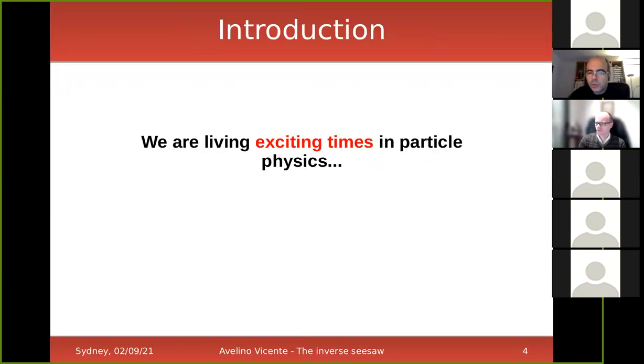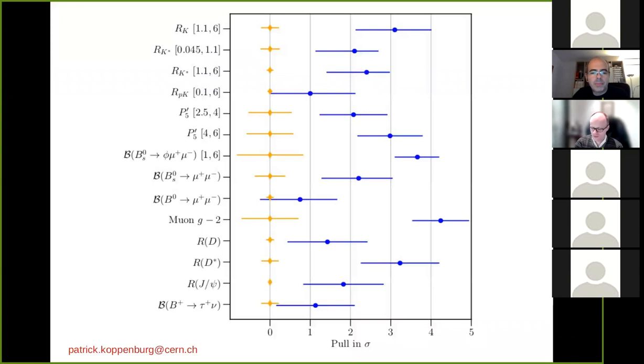So, well, I think I don't need to convince you that we are living exciting times in particle physics. And I borrowed this graph from Patrick Koppenburg, who's a member of LHCb. I guess most of you know him. This is a plot that basically compiles information about several observables that have been popular in the last years in flavor physics, most of them regarding leptons. And you can see that in some of them, the theoretical prediction would correspond to 0. On the x-axis, you have the pull with respect to the standard model prediction. And you see that in some of them, there are some deviations which are already large.